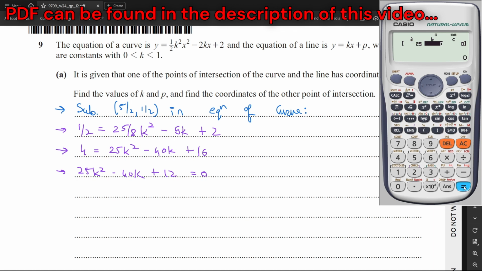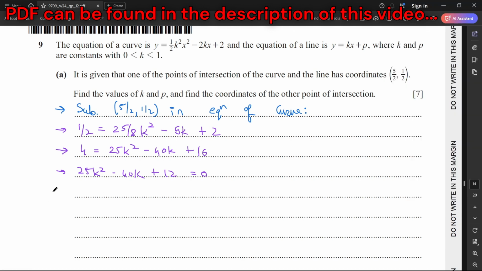So 25 minus 40 plus 12, it gives me the values of k as 6 by 5, which is obviously greater than 1. So 6 by 5 will be rejected because it's not falling under this constraint. And then the other value is 2 by 5. Because this is in between 0 to 1, 2 by 5 becomes the solution for k. So I got the values of k as 6 by 5 or k is equals to 2 by 5.